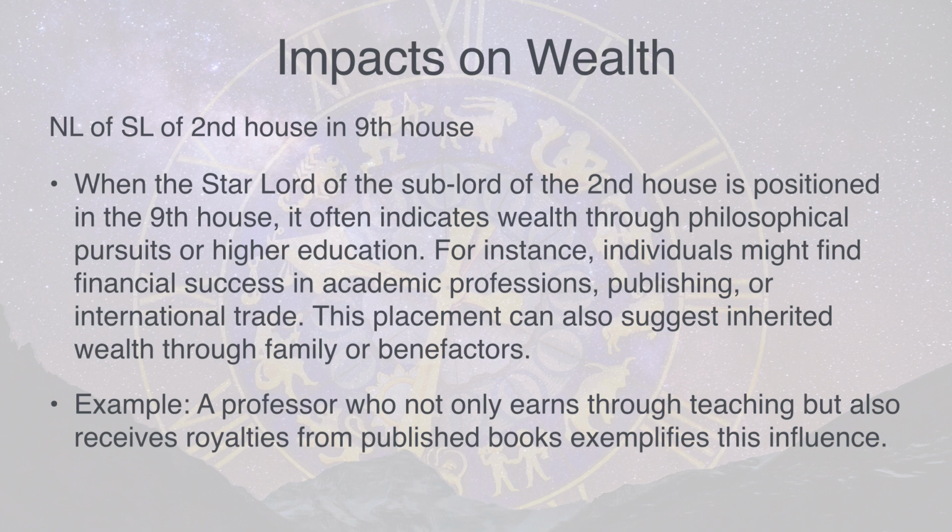Impacts on wealth. When the star lord of sublord of second house is positioned in ninth house, it often indicates wealth through philosophical pursuits or higher education. For instance, individuals might find financial success in academic professions, publishing, or international trade. This placement can also suggest inherited wealth through family or benefactors. Example: a professor who not only earns through teaching but also receives royalties from published books exemplifies this influence.